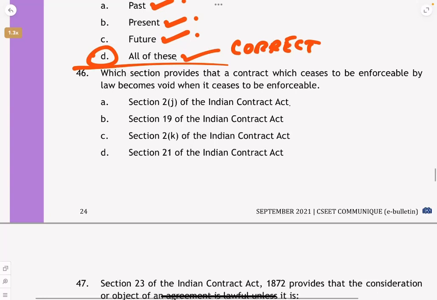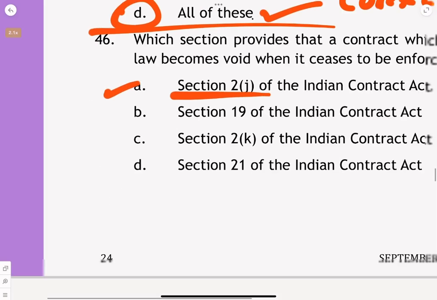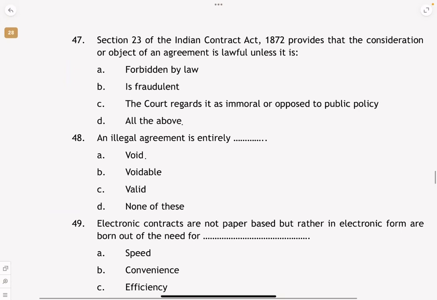Which section provides that a contract which ceases to be enforceable by law becomes void when it ceases to be enforceable? So this is again a memory question. Section 2J is the correct answer. There is not much there to explain.